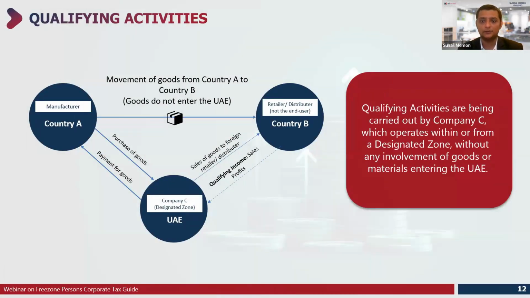Now let's see the example. Manufacturer is in country A. Company C is in a designated zone, which is, you can say, in UAE. And we are selling the goods to country B. Now what happens over here? I am purchasing from country A and selling it to country B. Goods are not entering UAE. But because I am doing this activity from a designated free zone, this becomes a qualifying activity. Next slide, please.